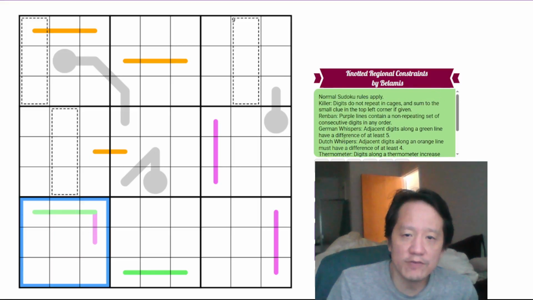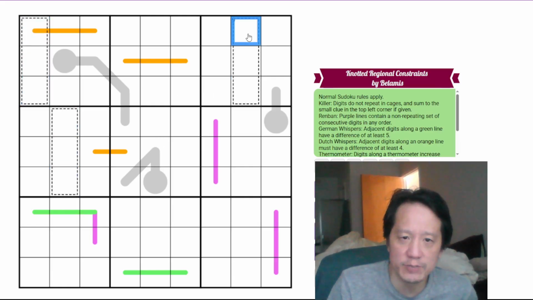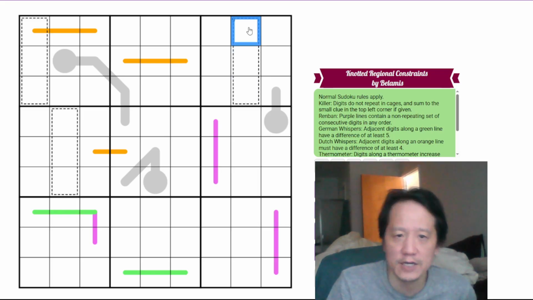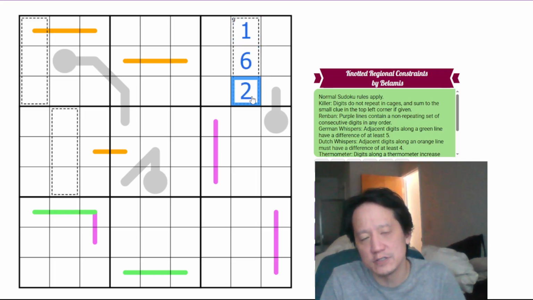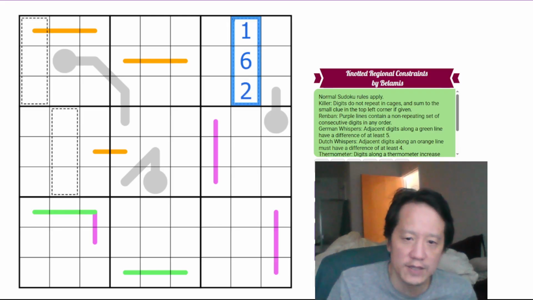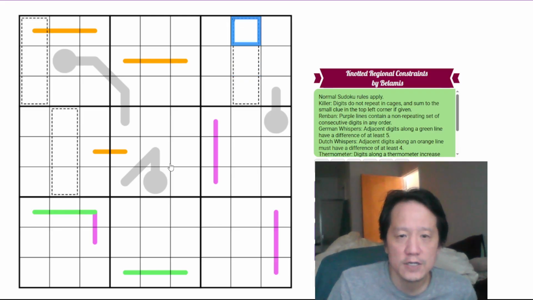We also have killer, where digits do not repeat in cages and sum to the small clue in the top left corner if given. So, for example, these 3 digits must add up to 9. You could have something like 1, 6, and 2 there. That would satisfy that cage.